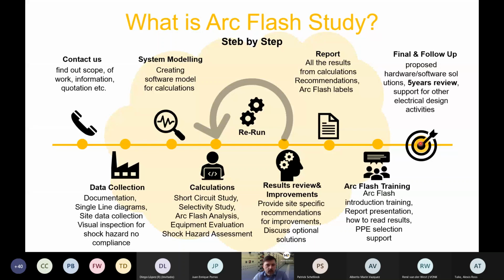There is a 5 year review time, which means that if nothing changed in the system after 5 years, we review it. If something changed, we review it after the change. And of course, this model is useful as support for any other electrical activities or design on site. So that's how this looks at the project level.